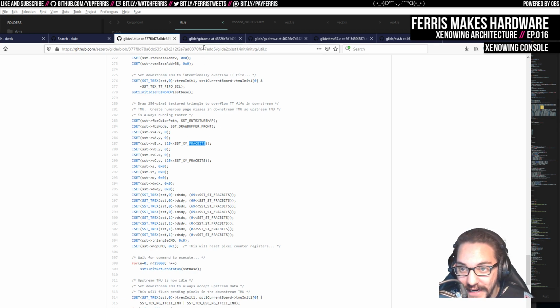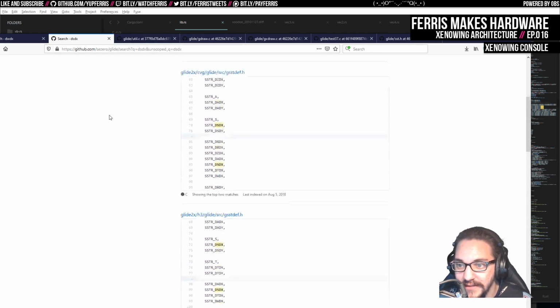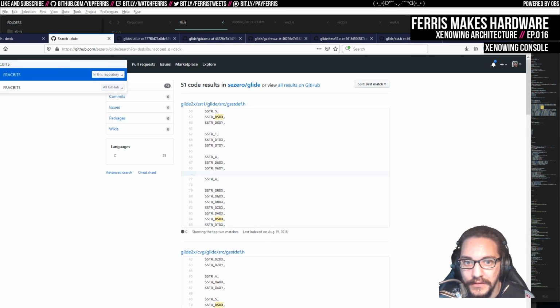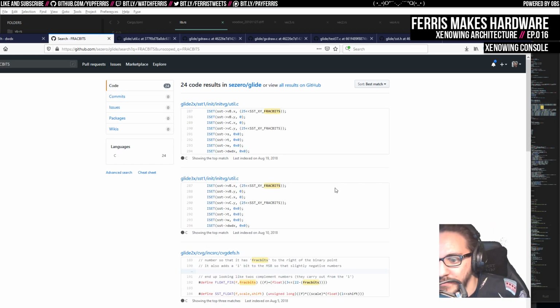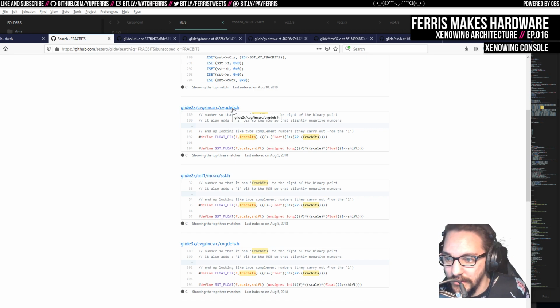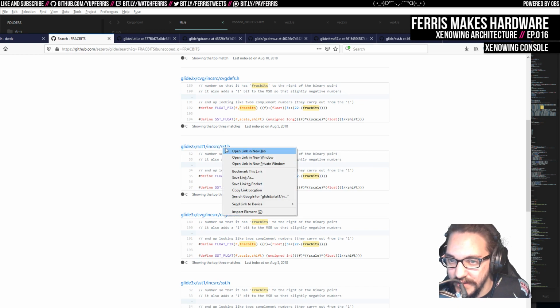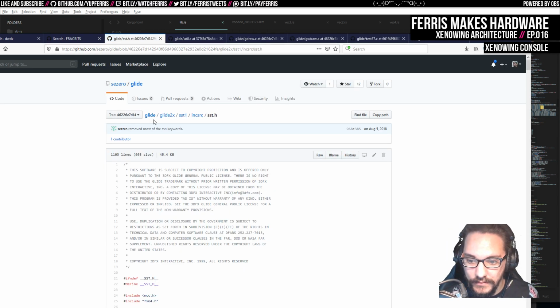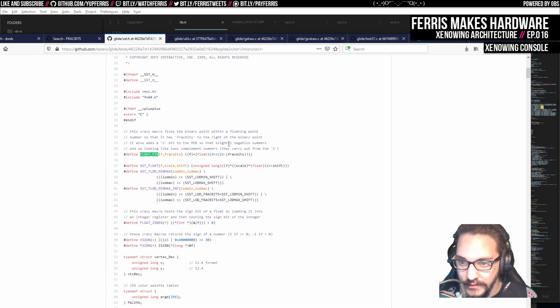I do want to search frac bits now, though, right? That seems like it's a good thing to search. Oh. What is this float fix I see here? This crazy macro fixes the binary point within a floating point number so that it has frac bits to the right of the binary point. It adds a 1 bit to the MSB so that slightly negative numbers end up looking like 2's complement numbers.